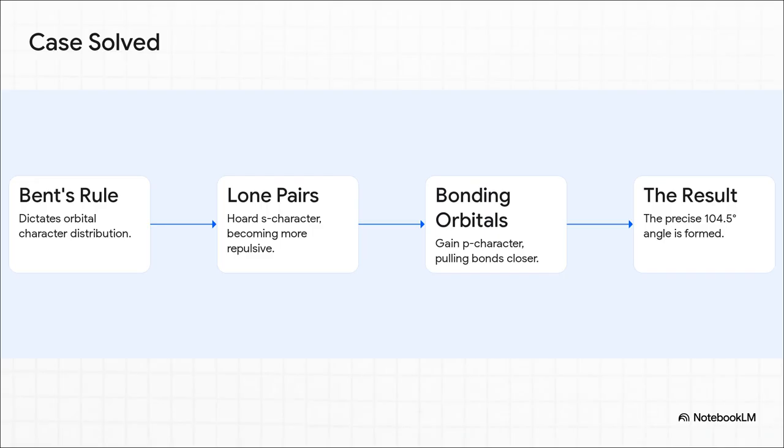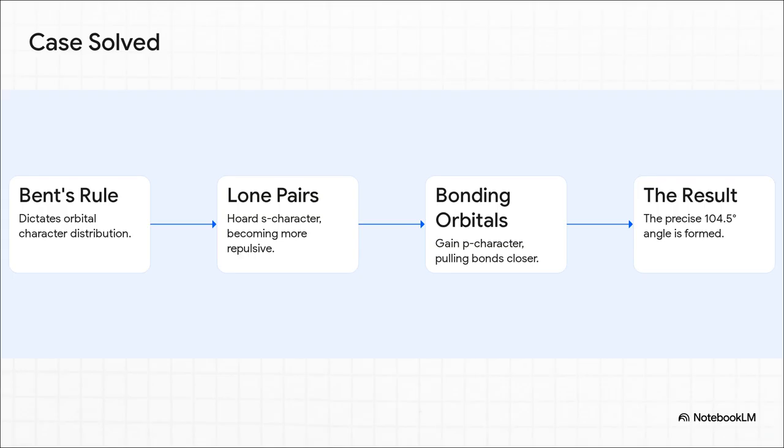It's this beautiful, logical chain of events. Bent's rule starts the whole thing by deciding who gets the good s character. The lone pairs win, getting puffier and pushier. That forces the bonding orbitals to take on more p character, which naturally pulls those bonds into that tighter 104.5-degree angle we see in reality.